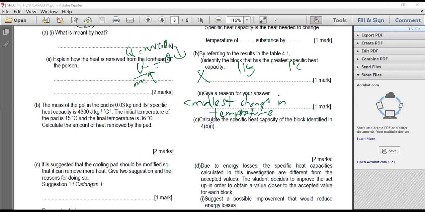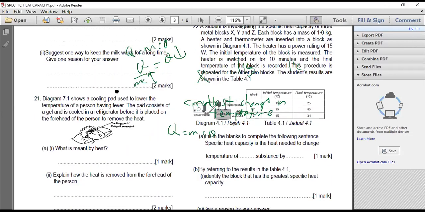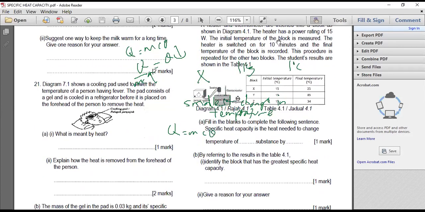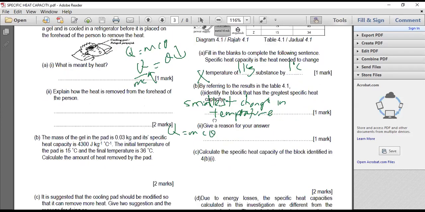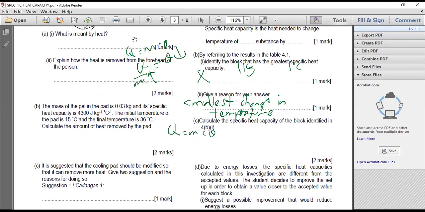Now calculate the specific heat capacity of the block identified, that means for block X. For this one you can use Q equals mc theta. You see there is power: power 15 watt, the time is 10 minutes. So you change Q to Pt. So Pt equals mc theta.